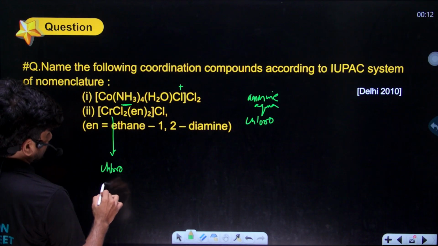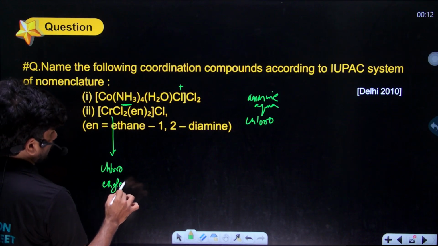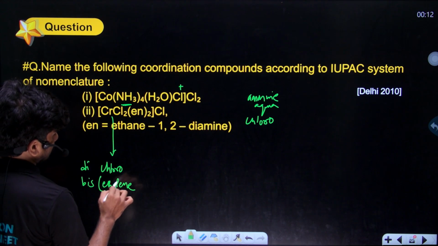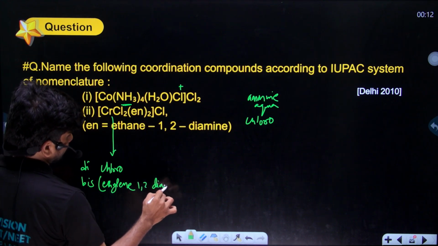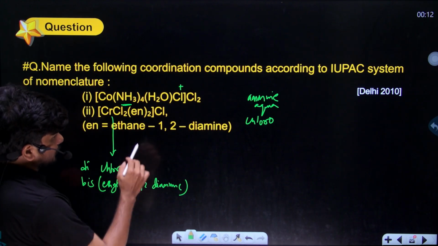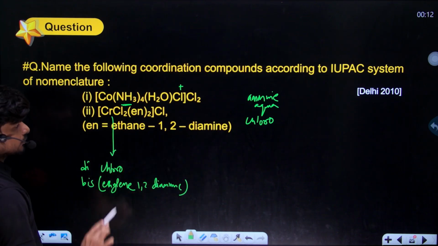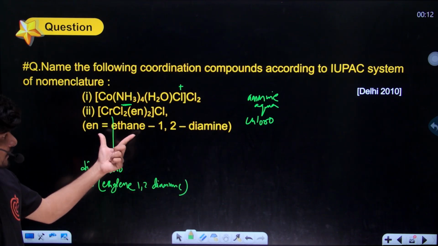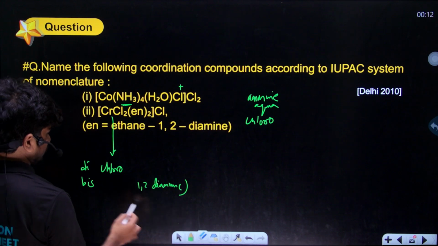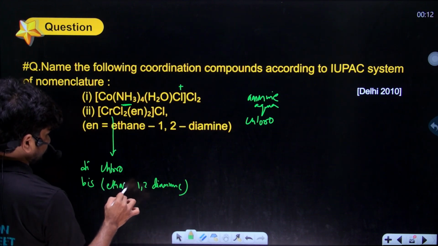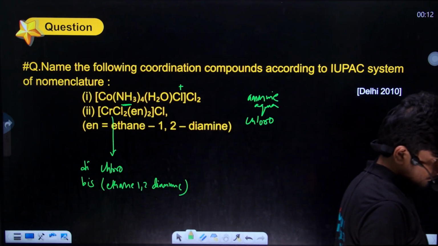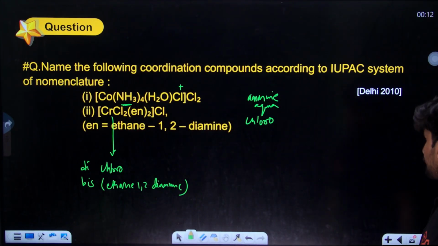Then you can write it as, how many are there? This is dichloro. This is bis ethylene 1,2-diamine. Because there is diamine here, you will be writing as bis outside. Then you have chloride outside, chromium charge you will be writing it as. Or you can write en as ethane 1,2-diamine. Oh, I am writing it by mistake. So this is ethane. Ethane 1,2-diamine. Okay? Ethane 1,2-diamine.